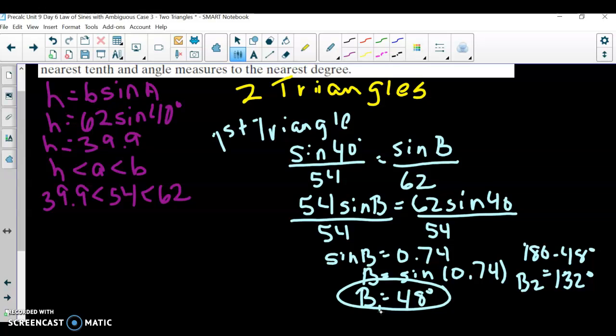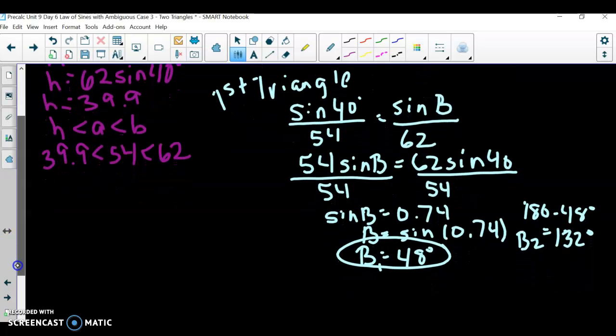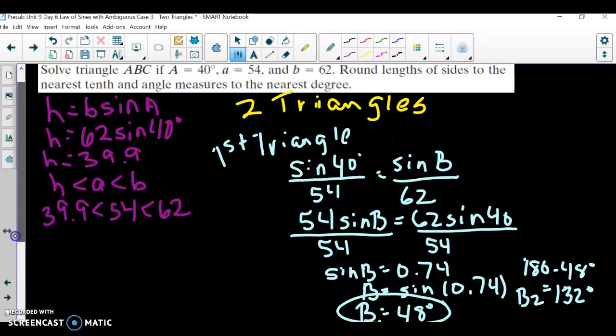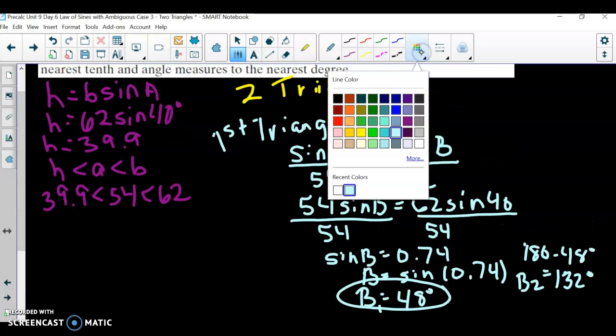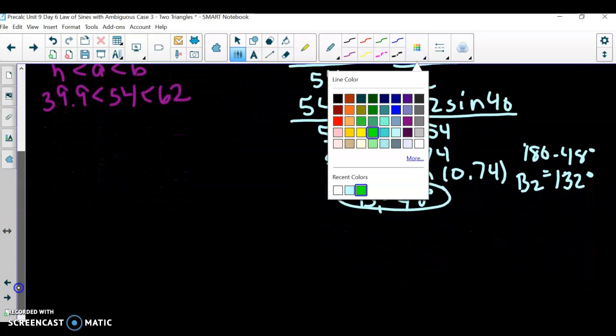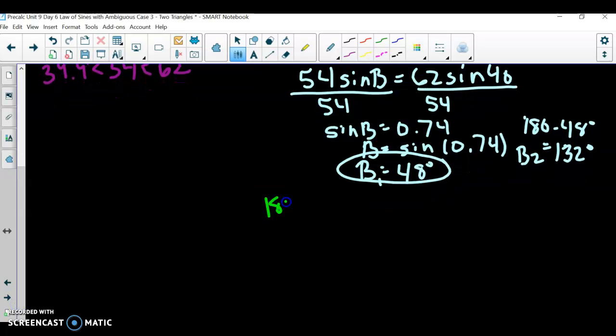Okay? We're going to continue with our first triangle. Using that B1 value, we already know that angle A was 40. Angle B, the first angle of B, is 48. So how are we going to do this? We're going to take 180 minus 40 minus 48. And that's going to give us the angle C, the first angle C. Okay, so 180 minus 40 minus 48, that's going to be 92.